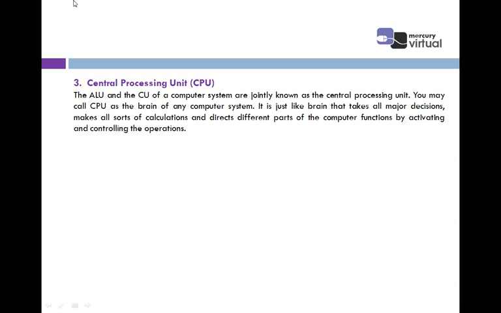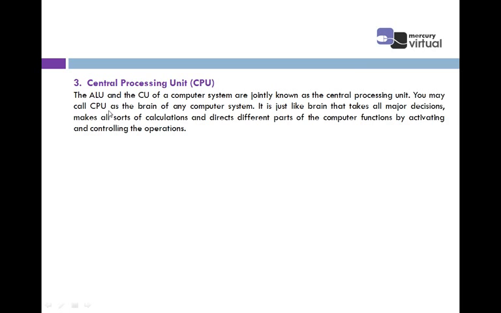Right. Then the last one is the CPU. The ALU and CU of the computer system are jointly known as the CPU. Means the CPU includes the ALU and the CU. You may call the CPU the brain of any computer system. As I told you, the CPU is the brain.